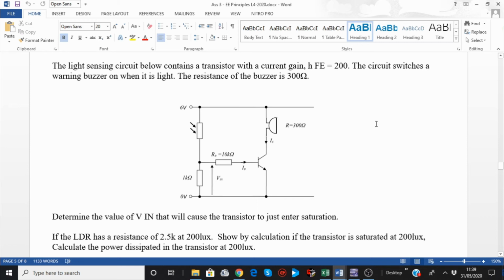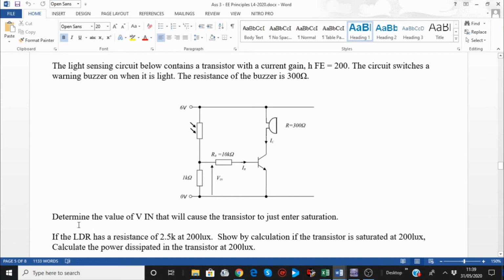Now what it's saying is the resistance of the buzzer is given as 300 ohms, and it says the LDR, which is this, has a resistance of 2.5 kilo ohm, or 2500 ohms, at 200 lux. That's the brightness. Show by calculation if the transistor is saturated at 200 lux. Calculate the power dissipated in the transistor at 200 lux.